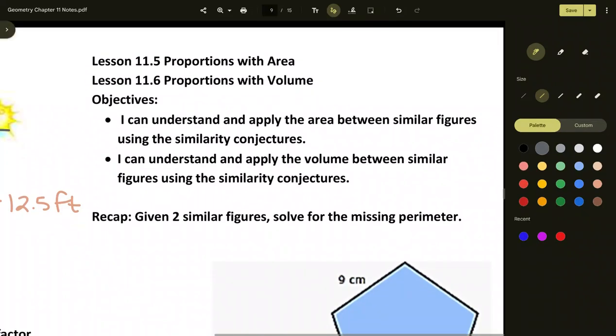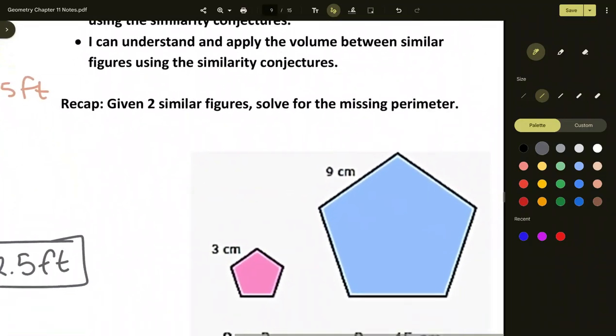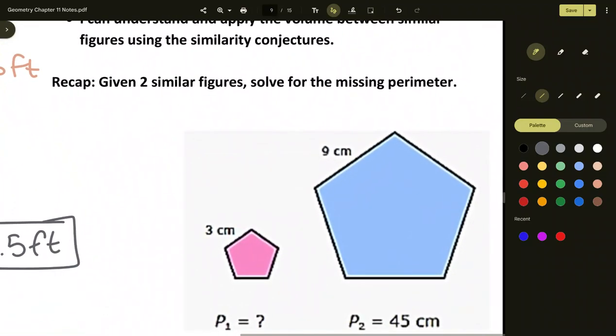All right, hello. Today's lesson is going to be section 11.5, proportions with area. Our objectives are going to be able to understand and apply the area between similar figures using the similarity conjectures. So, recap, when we were given two similar figures, we could solve for a missing value.